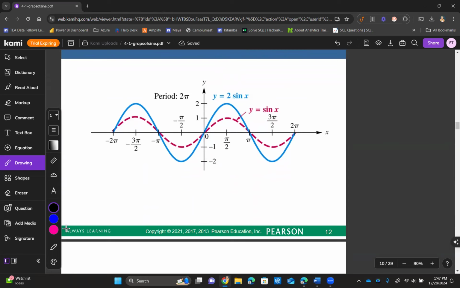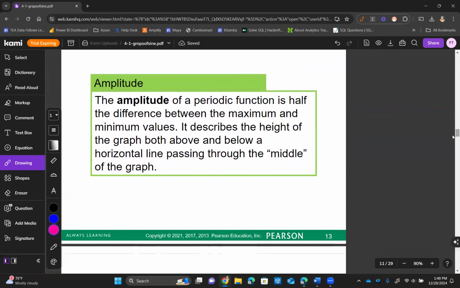If we plot our new 5 points for 2 sine of x, 0 still goes to the same point, but pi over 2 doesn't stop at 1. Pi over 2 became a 2 now, the corresponding y value. For pi, the y stays at 0. For 3 pi over 2, the y became negative 2 for 2 sine of x. And then for 2 pi, it stays at 0. When we connected these 5 values, we noticed that the 2 sine of x graph is 2 times taller than the 1 sine of x graph. So all the y values, we had to multiply by 2. The new graph, 2 sine of x, is 2 times taller than the original graph.